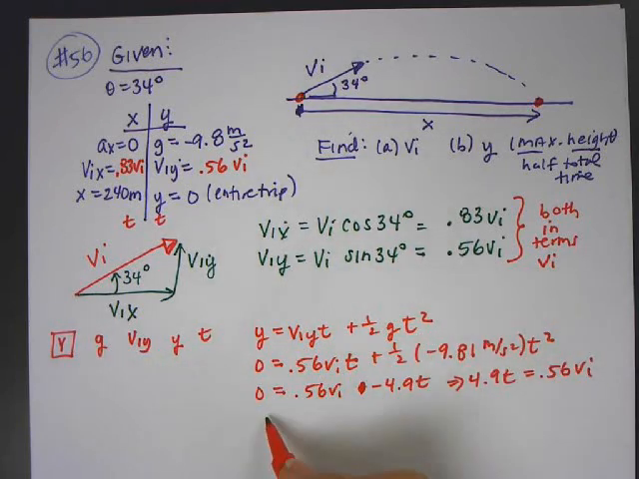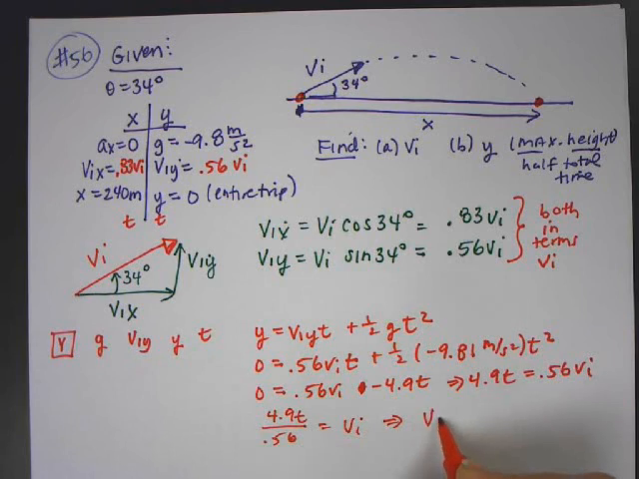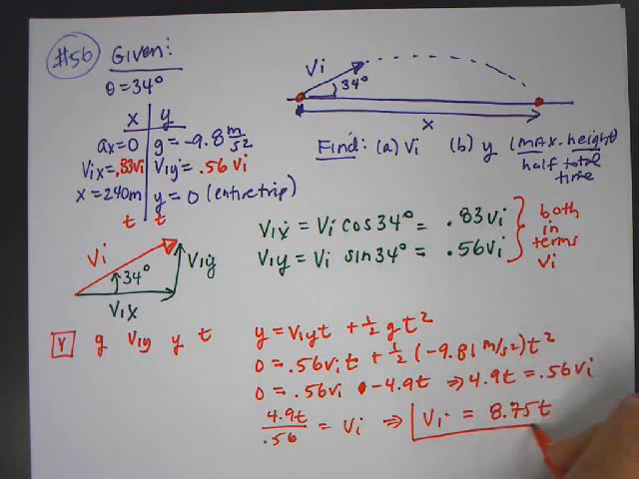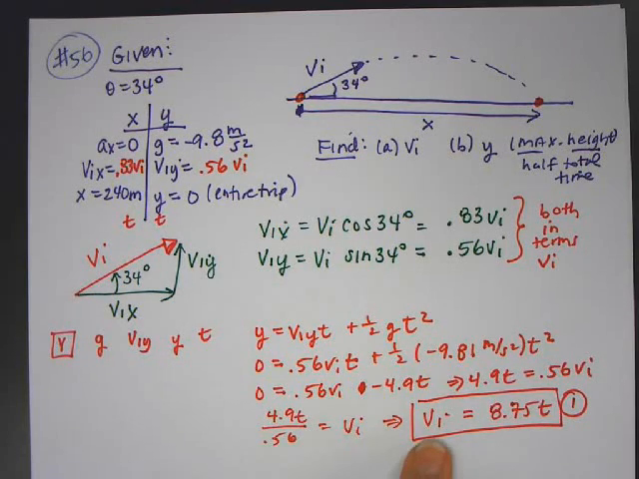So I'll go ahead and do that. 4.9T divided by 0.56 is equal to VI. So VI is equal to 8.75T. So this is, I'm going to call equation 1. So my two variables are VI and T.